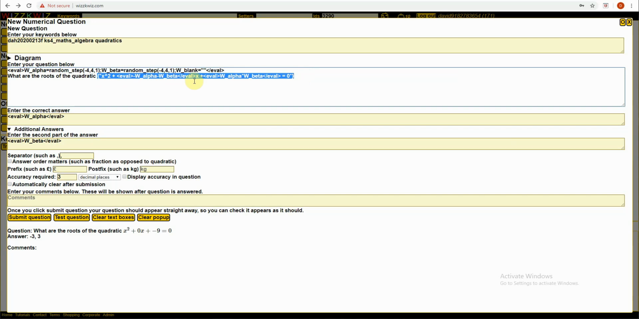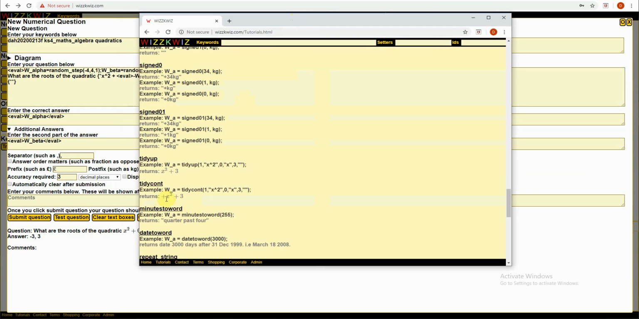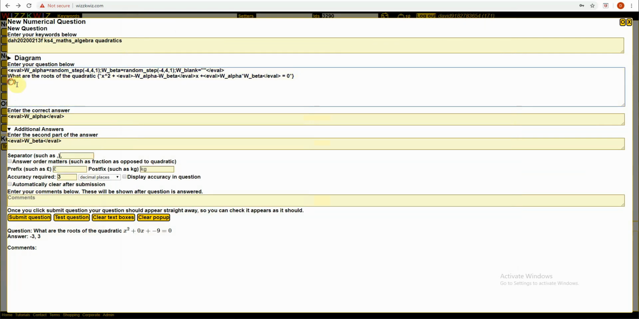So fortunately there is a magic way around this, and that is the tidy up function. So let me show you how the tidy up function works, and you can see it here, tidy up. So you put in the coefficient, what it's the coefficient of, the next coefficient, what it's the coefficient of, the next coefficient, what it's the coefficient of, and all that goes inside an eval, because it's a function that has to be evaluated.